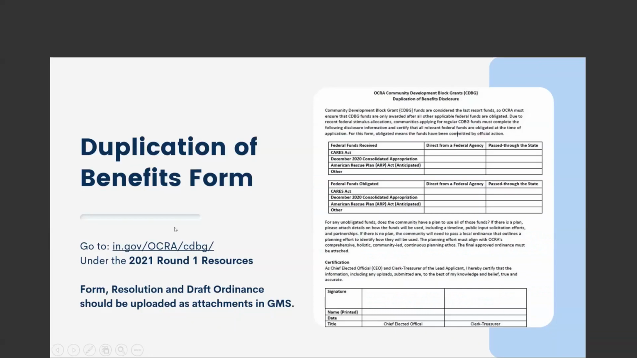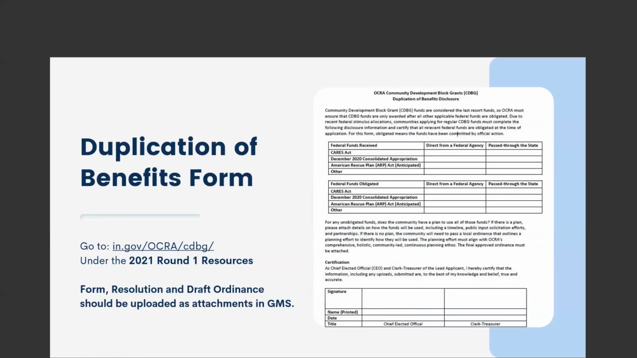So take the time and engage in this comprehensive planning effort, and take advantage of these resources. Take the time to take advantage of some of these resources.